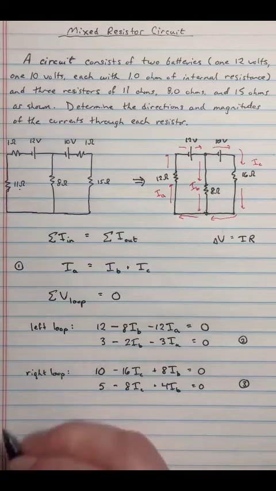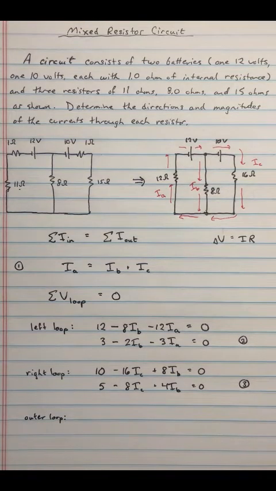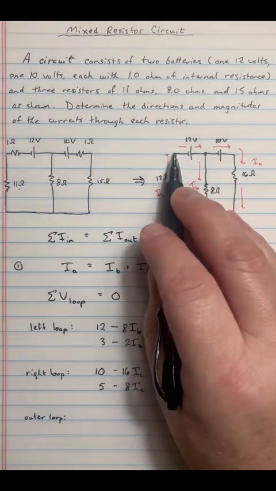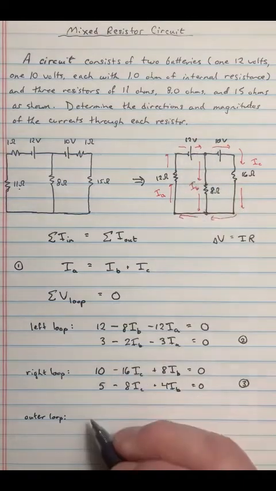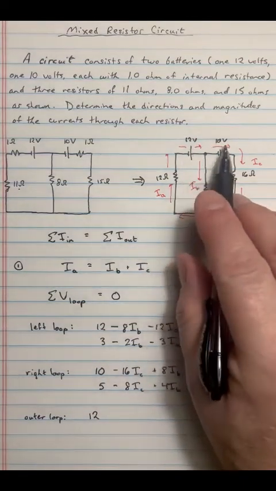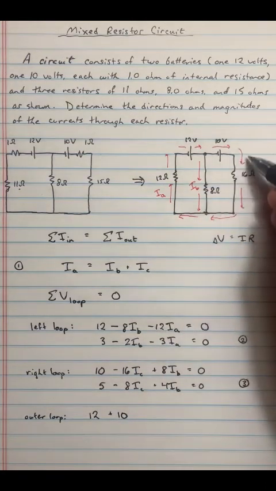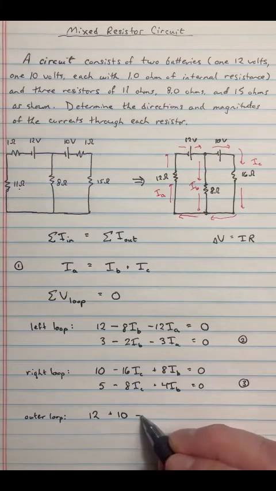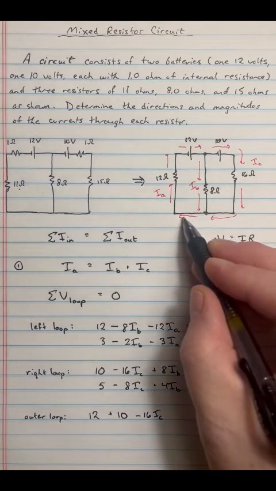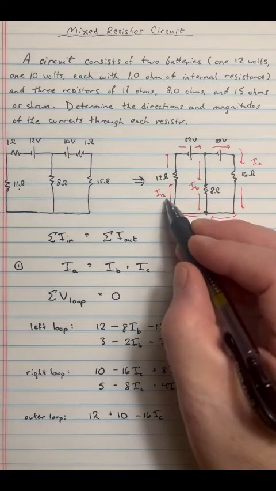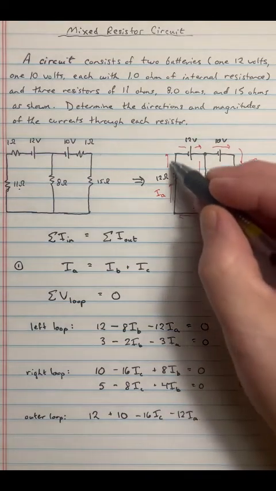So let's do the outer loop, right? So the outer loop, we'll start here. And again, this is just me picking a point of convenience. So here it's 12, right? Pick up 12. Then I'm going in the same direction as this battery, so it's plus a 10. I go over here, subtract 16 IC. Keep on going this way again. We're skipping the middle. You're going in the same direction as the current here, so minus 12 IA, and then complete my loop.